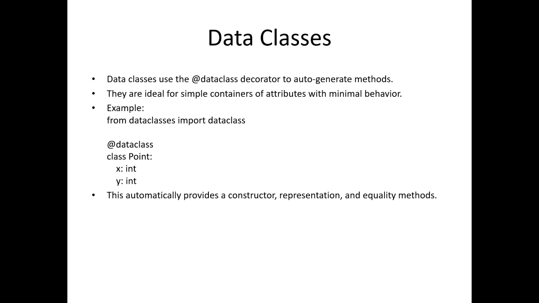To create a data class, we use the dataclass decorator from the dataclasses module. For example, the Point class shown here has two fields, x and y. Once defined, Python automatically provides a constructor, string representation, and equality methods. This is perfect for lightweight structures like points, records, or configuration objects. Anything that's essentially a bundle of data.